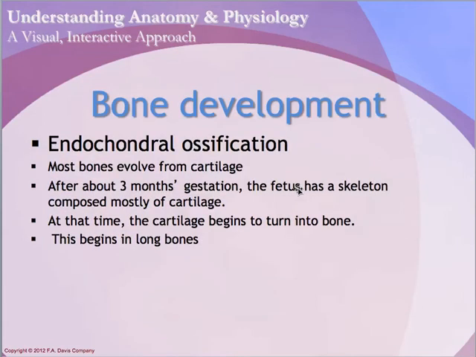The other way is called endochondral ossification. This happens with most of our bones. So most bones actually evolve from cartilage. When our moms are 3 months gestation, the fetus has a skeleton composed mostly of cartilage. At that time, the cartilage actually begins to turn into bone, and these really start the long bones of the body. So this is where we get those long bones giving us the length of our legs and our arms.